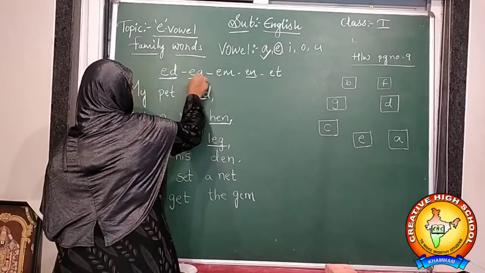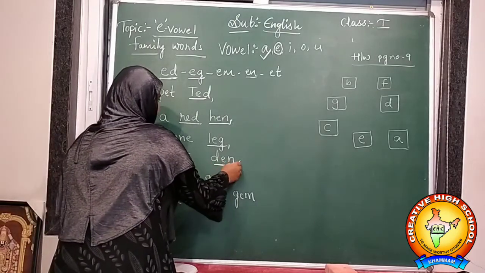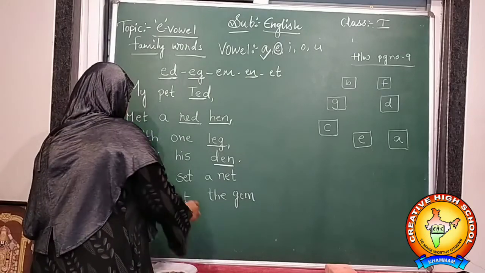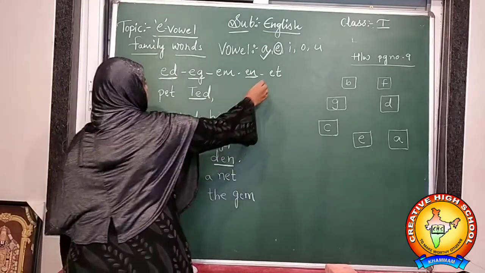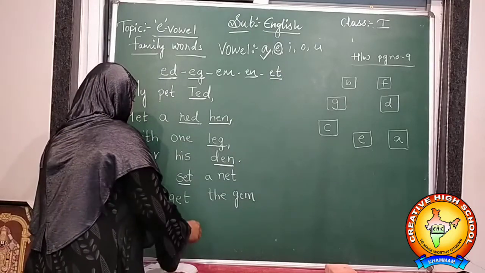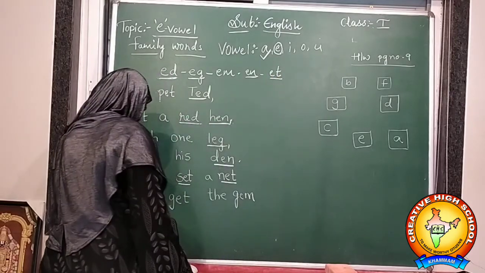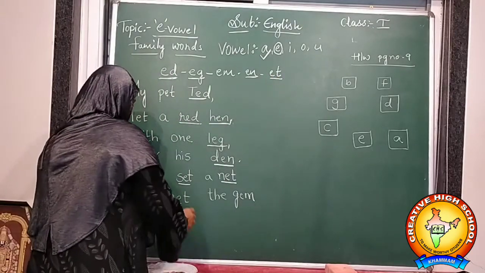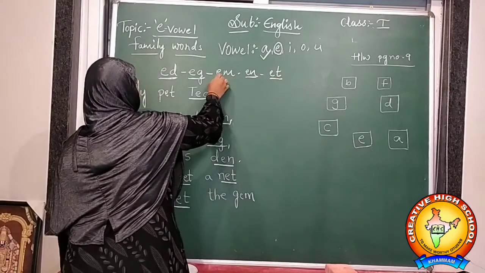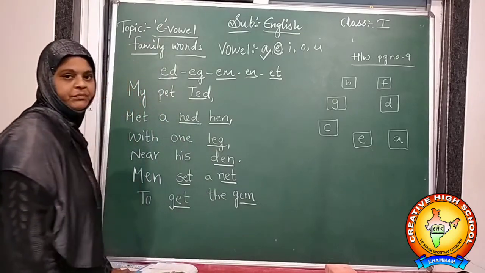We got EG sound. And what we got then, den, we got EN sound. Again what we got, set, we got ET. And net, ET. And we get, we got again ET, get, and gem. We got EM words.